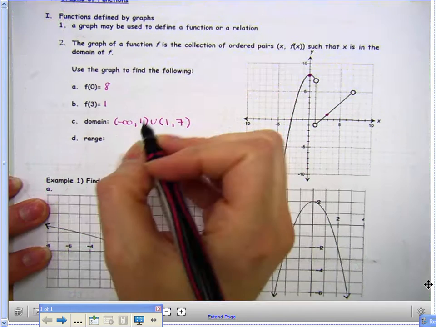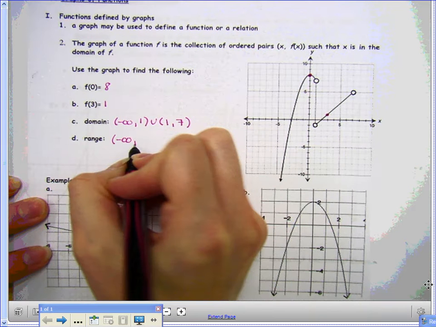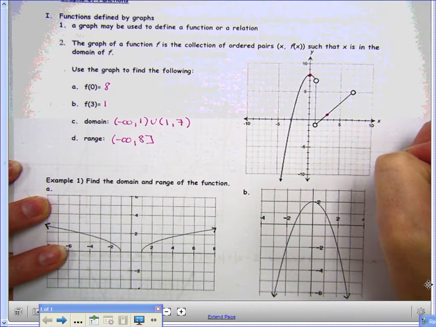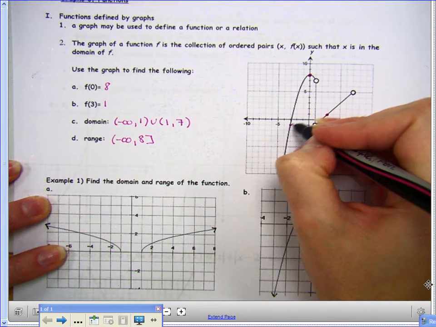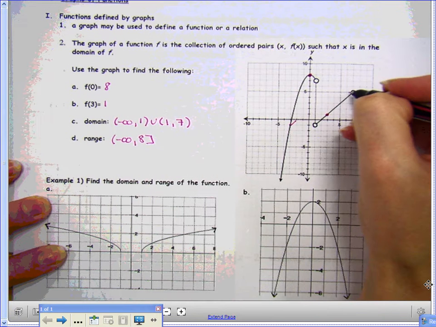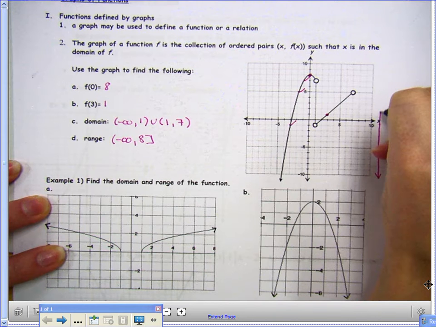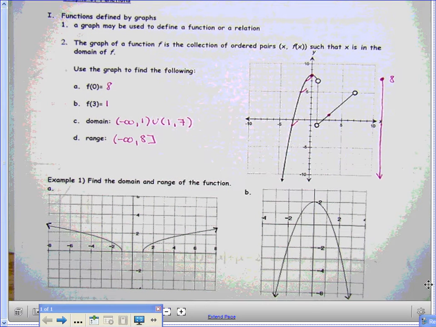Parentheses, negative infinity, comma, 8. Good, because our graph is going all the way down from infinity. Here we have an open circle, but that y value is taken care of there. This y value is taken care of here, and this one's taken care of right there. So we're going all the way up to 8 and stopping. So that would be our range. And we've talked about that before, so hopefully you guys are getting good at this.